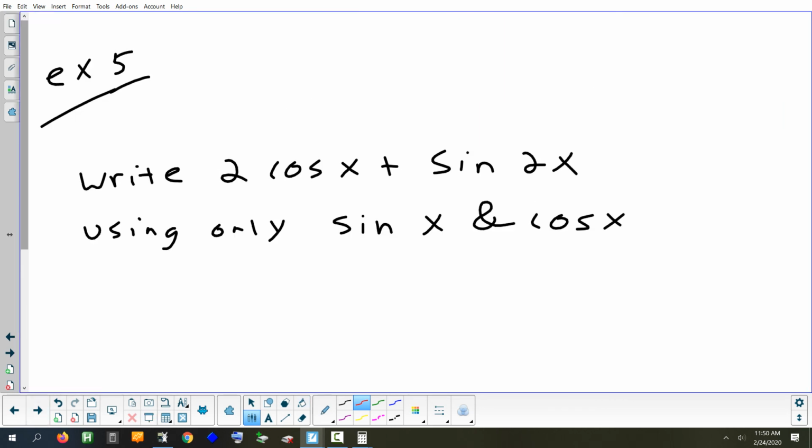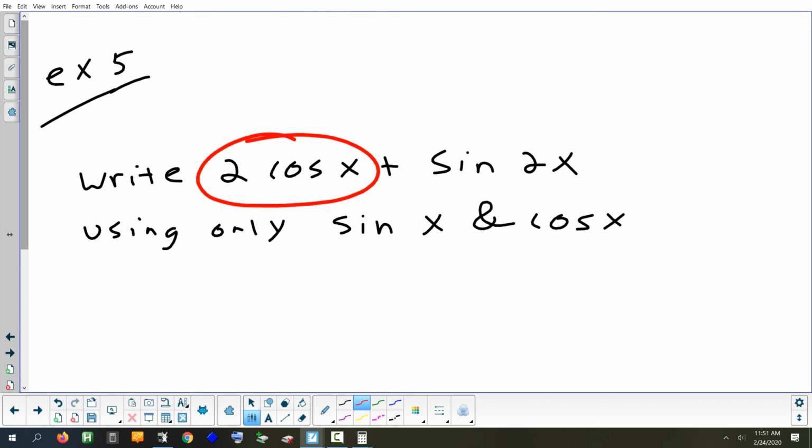Okay, so last problem. They're asking us to write 2 cosine x plus sine 2x using only sine x and cosine x. So basically what they're saying is when you're done, they don't want 2's next to the x anymore. Just x's, no 2x's. So let's look at this one.